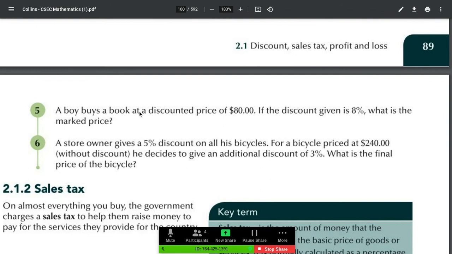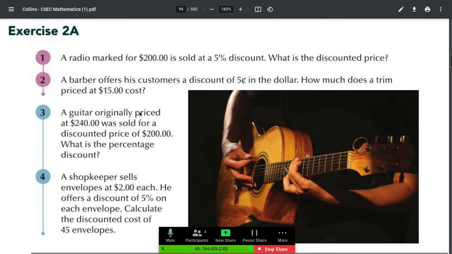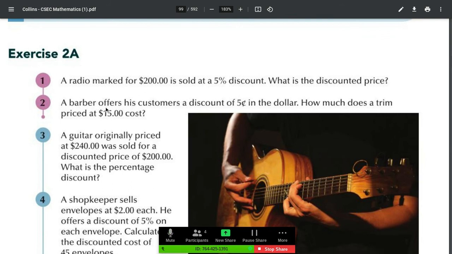Okay. Good. Alright, just send it for the second one we actually started. Oh, we actually did it already? Alright, that means it's actually question 2. Right, it was question 2, my bad. So a barber offers his customers a discount. This was the one I wanted to give you. How much does a trim priced at $15 cost? So that was the one that was to be switched, my bad. Let me take a screenshot of question 2 because it's lagging. Let me push this.